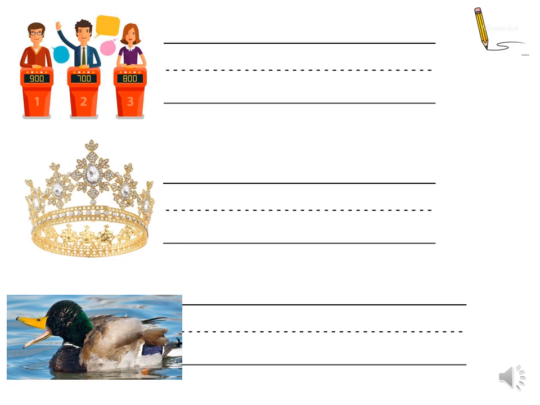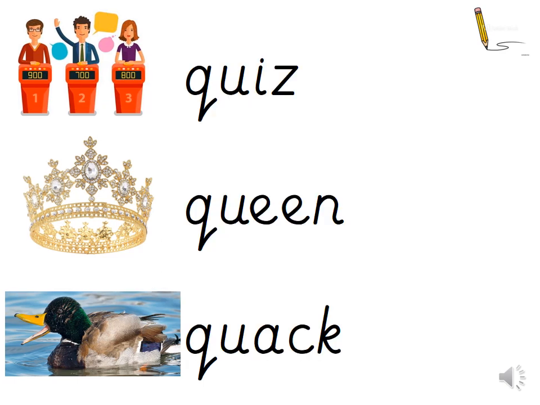We're going to move on to the answers now. If you're not ready, don't worry, just pause the video and then click play when you are ready. Can you tick or fix your spellings? The first word, quiz, has four letters. The next word, queen, has got two digraphs. Did you get them both? And the last word was quack. That also has two digraphs. You may have written quacking, which has three digraphs.